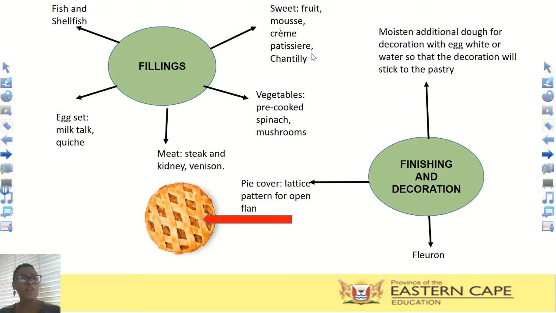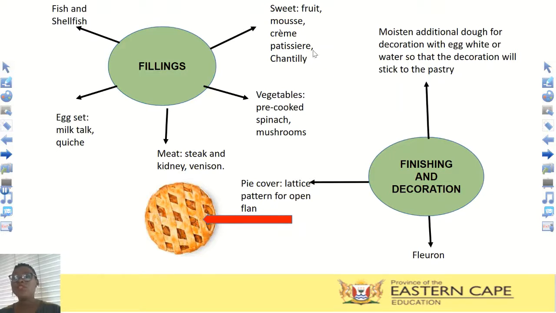If you are making your quiche or your milk tart, sorry, a spelling error there, you can use your eggs, and then your fish and your shellfish, if you need to use that for either your short crust or your puff pastry, even with your phyllo pastry as well.